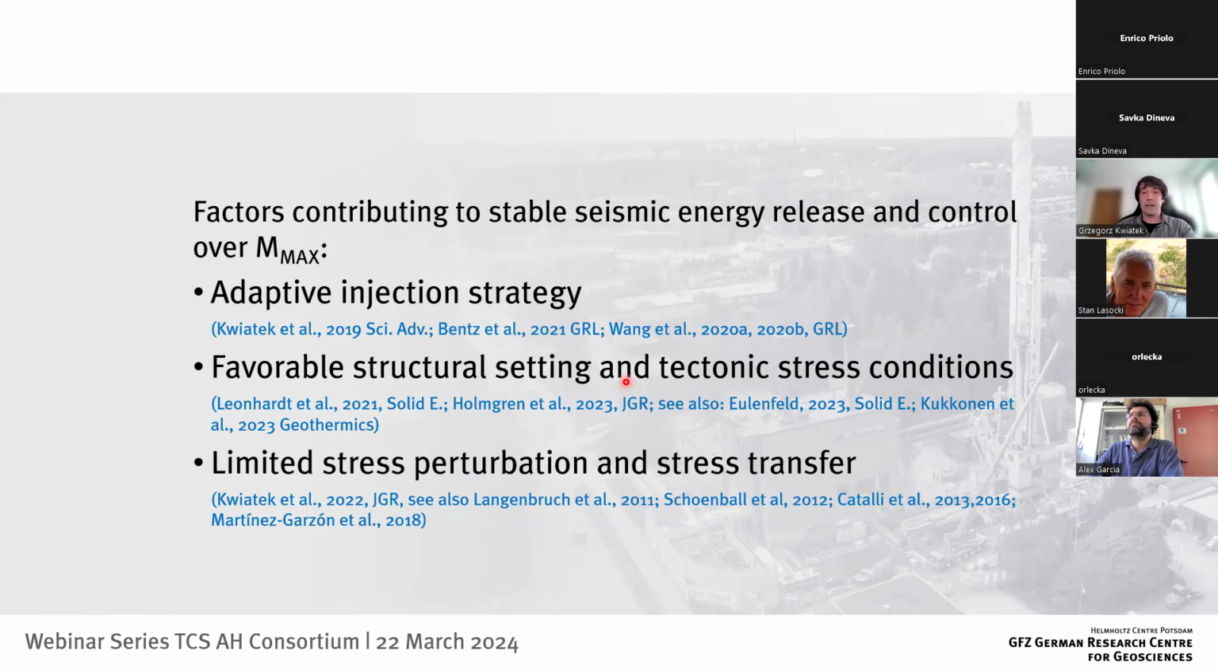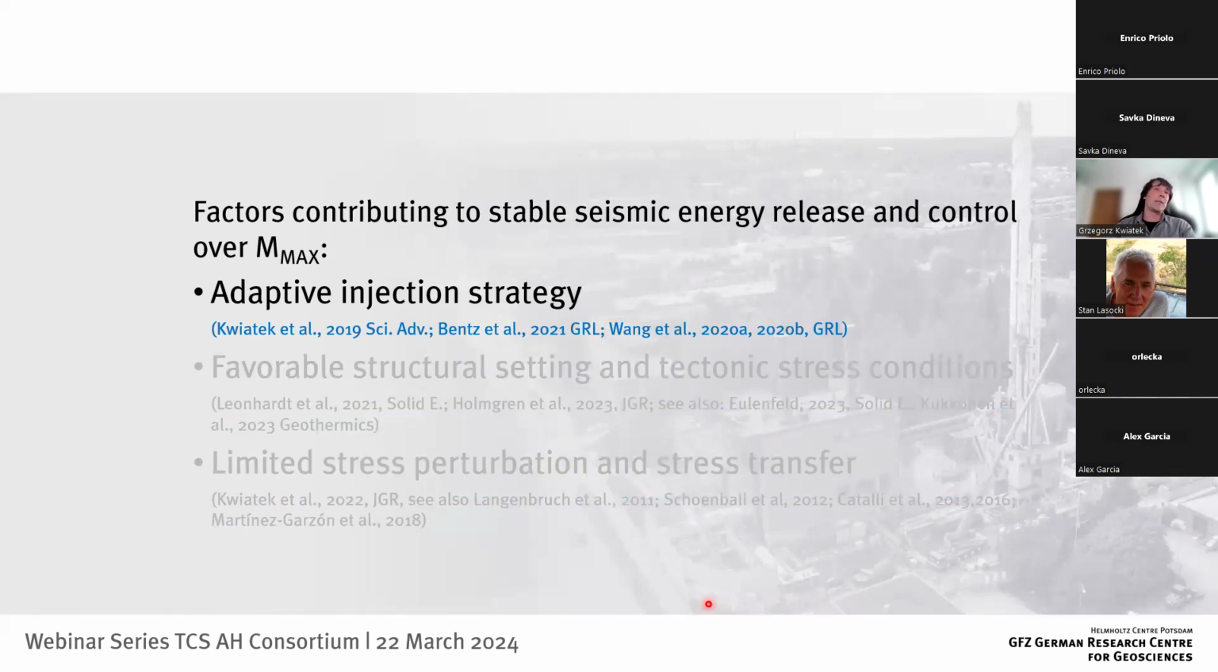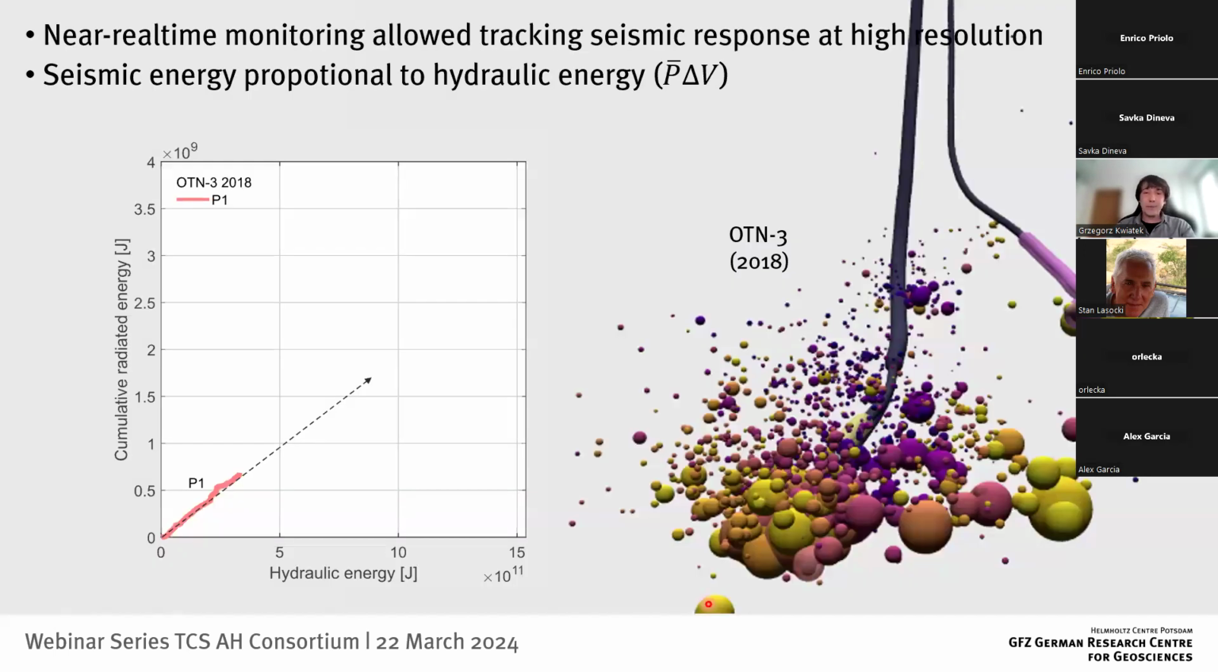The first, key element is an adaptive injection strategy, which is guided by near-real-time seismic monitoring. The second element that contributes to the stable seismic energy release is a favorable structural inventory and tectonic stress conditions. And finally, the third component is the lack of significant stress transfer and overall limited stress perturbation. So I will start with this first element, adaptive injection strategy.